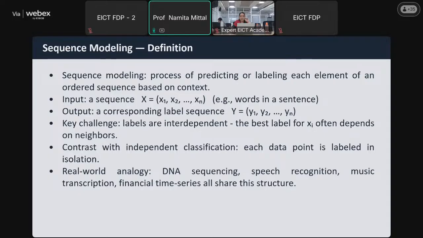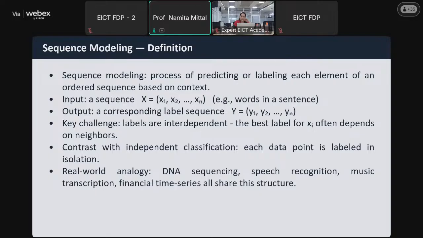So labels are interdependent. The best label for xi often depends on neighbors. So xi depends on xi minus 1 or sometimes xi plus 1, right? So far here we'll see xi depends on xi minus 1 or xi minus 2 or xi minus 3, as far back as we can go in the previous data.